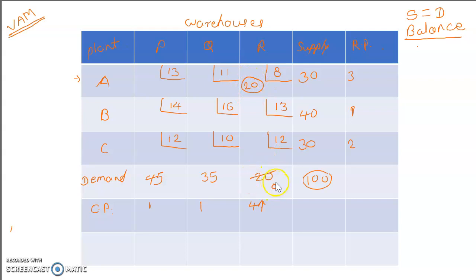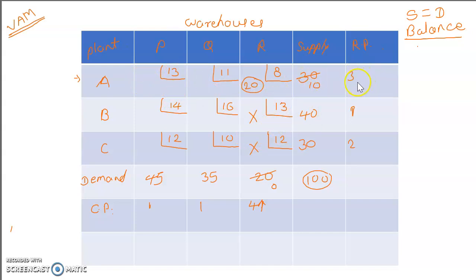Therefore, the balance is 0. In this column, 2 cells are more, so I am going to cross out these 2 cells because in future we are not going to allot any single unit. And on the supply side, the balance is 10. This is the first iteration. Then proceed for the second iteration.